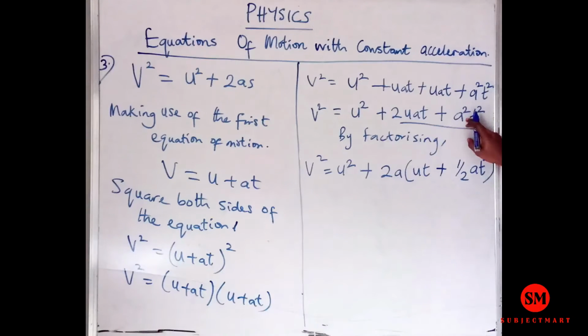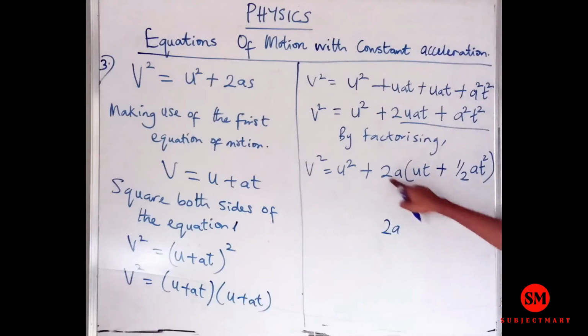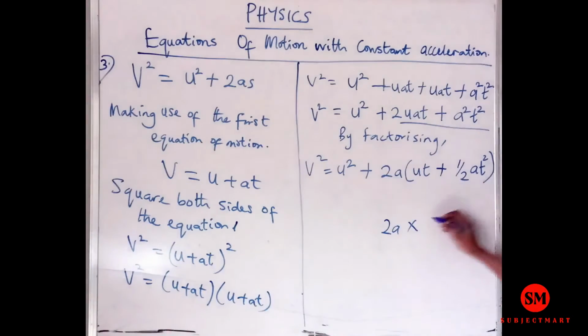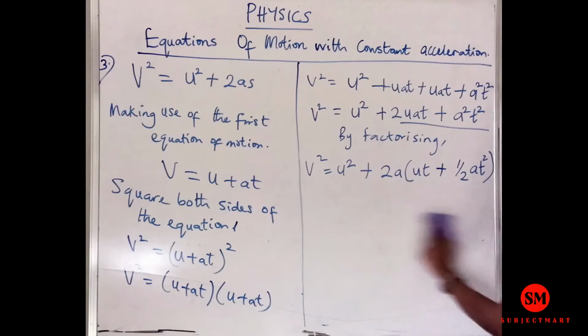How do I come about that? If we multiply this by this, this is what we have. Let's check it out. 2a times half at squared. We want to see if this will give us a squared t squared. So this cancels this. So we are left with a times a, which is a squared t squared. Alright. I hope you can see that.